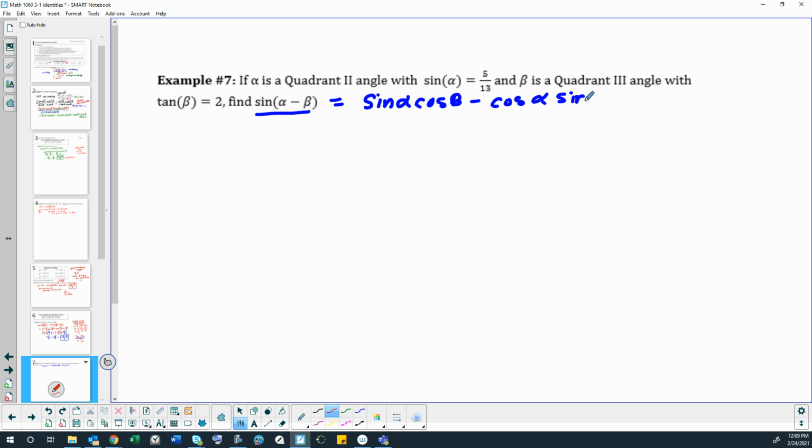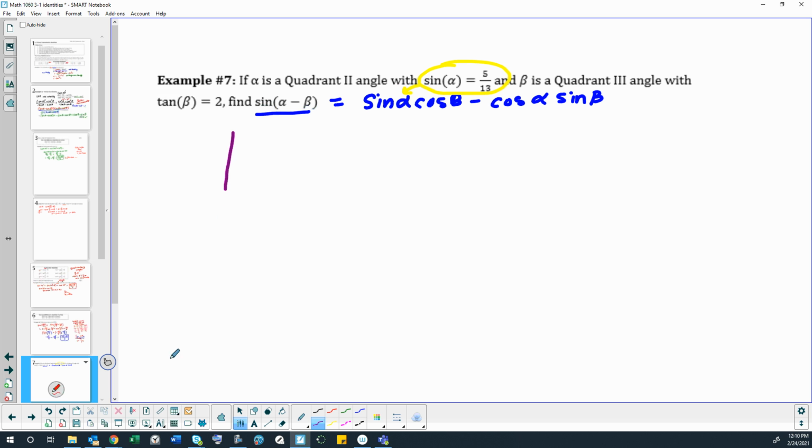sine beta. So in order to do this problem, we need numbers to substitute in for sine alpha, cosine beta, cosine alpha, and sine beta. Right now, all we really know of those numbers is we know the sine of alpha is 5 over 13. So that's the only one we have so far to plug in, right? So in order to find our other numbers to plug in, I personally like to draw pictures in the correct quadrants to make that happen.